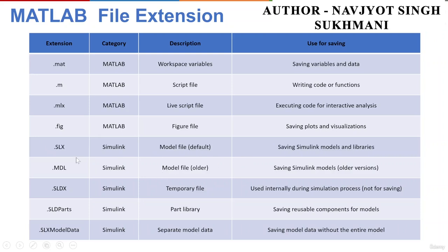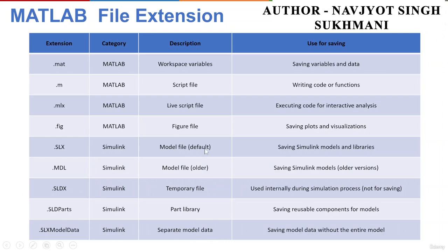If you have model files in Simulink that are older, like model files older than the 2018 software, they have a different saving notation instead of .slx. This should be saved in .mdl format. Okay. Now a temporary model save file should be saved in a .sldx format. Again, if you want to save part of a library or some model data, these are the extensions that should be used.